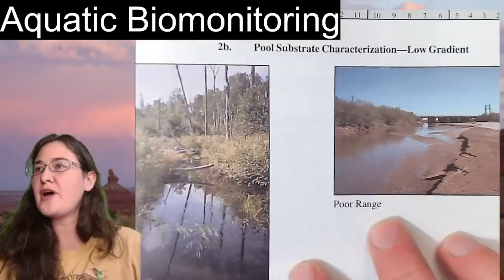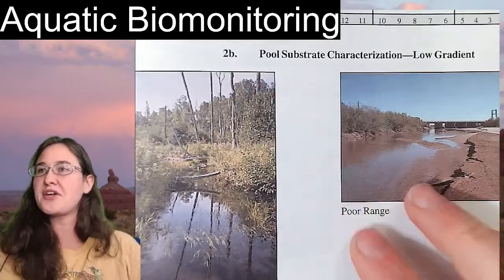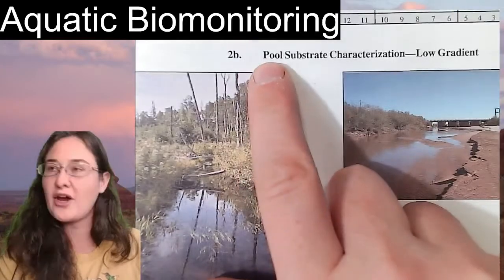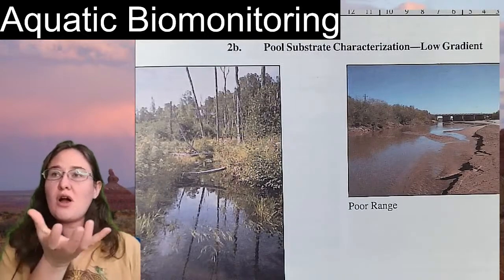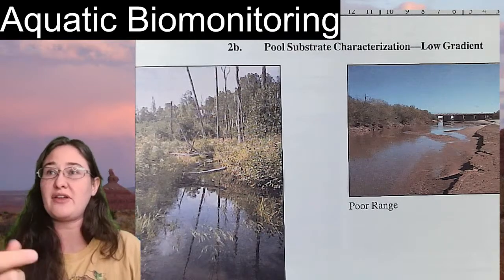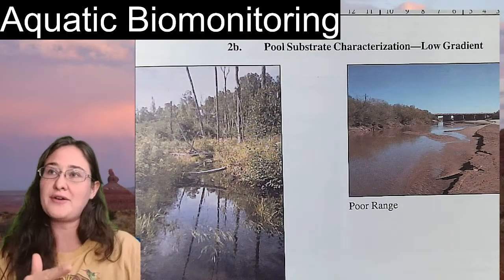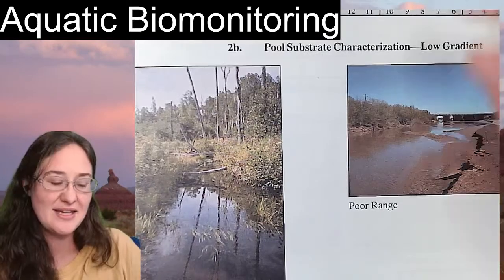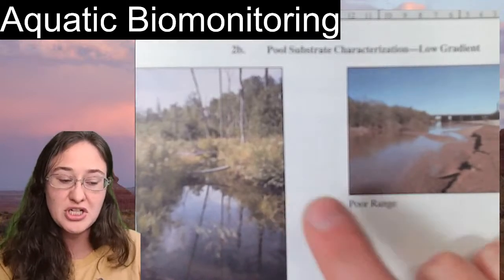With this one, they're saying the pool substrate characterization, but they're talking about the substrate, or the bottom of the river, where you have pools or standing water. You can have a pool where the water isn't running very quickly. You can have a riffle where the water is moving super quickly and turning over rocks. Or you can have a run where the water is moving quickly in one direction and not sitting still. So we're looking at what's on the bottom of the pool regions.